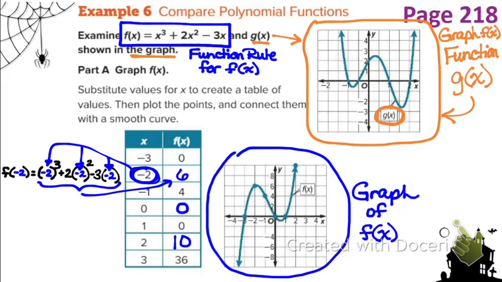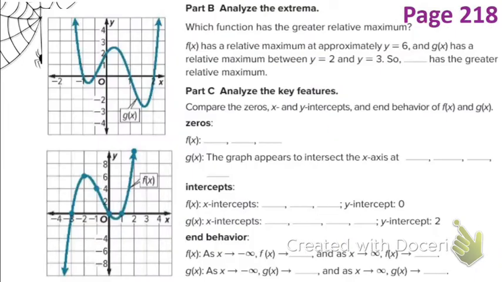All right, so we've filled in our table. Once I have a filled in table of values, I can plot those points and sketch the graph. They did it for us already to save us some time. Thanks, book. All right, I want to analyze their extrema. Which function has the greater relative maximum? What is a relative maximum? A high point. Does it have to be the highest point? Just has to be a high point. Relative means it does not have to be the highest. If you left that word relative off, then it does. Relative just means a high point.